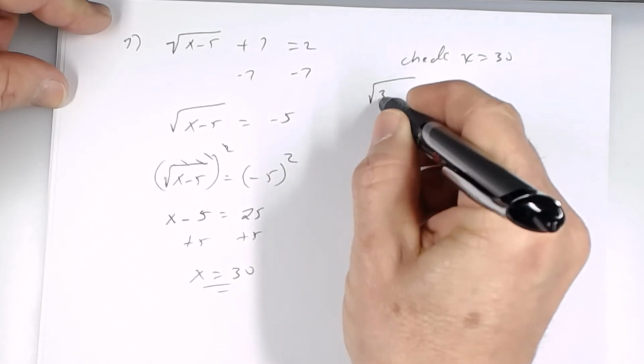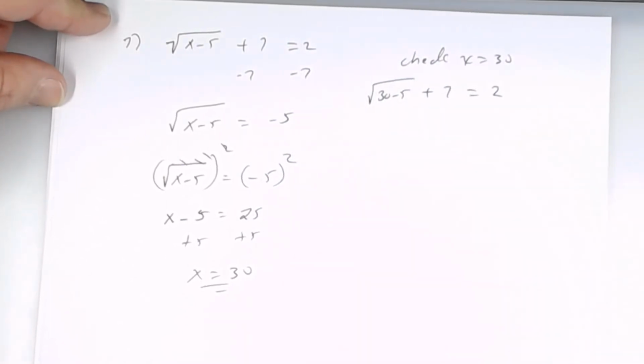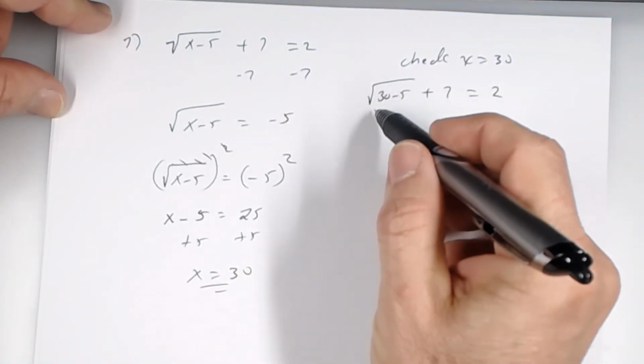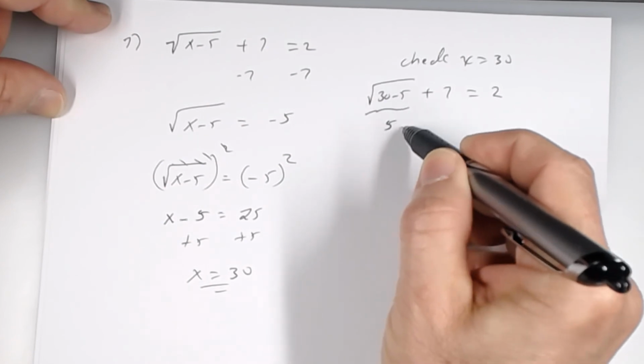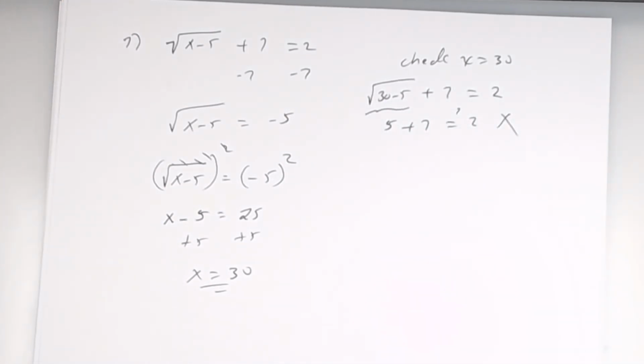So the square root of 30 minus 5, plus 7, equal 2. What's 30 minus 5? 25. And what's the square root of 25? 5. Is 5 plus 7 equal to 2? No. So x equal 30 is not a solution. It's an extraneous root, an extraneous solution. But how many proposed solutions did I have? Just one. It doesn't work in the original.